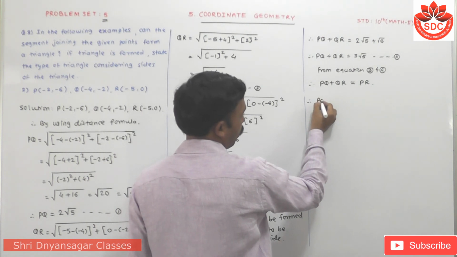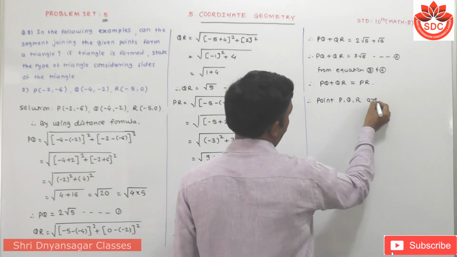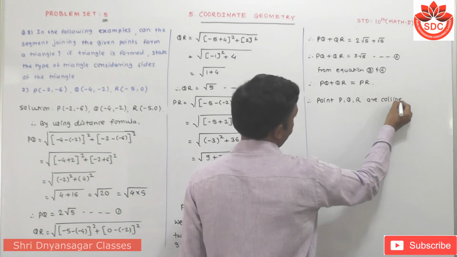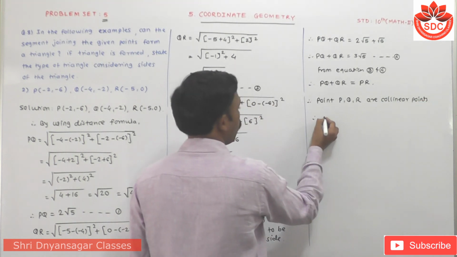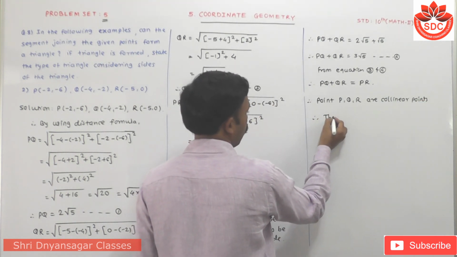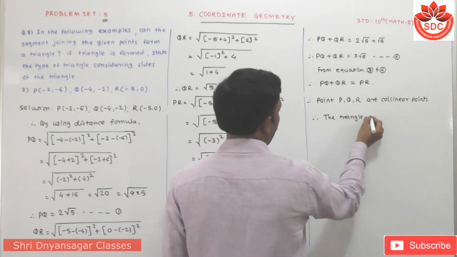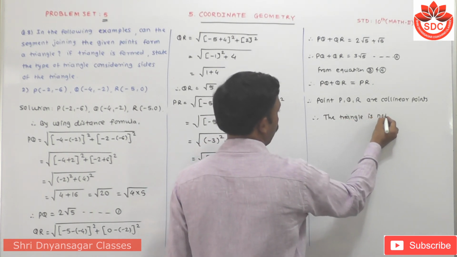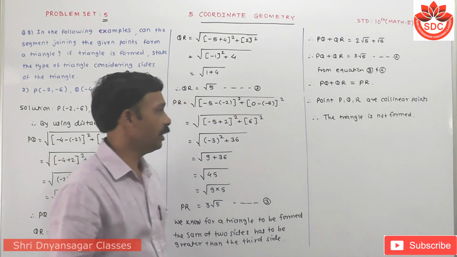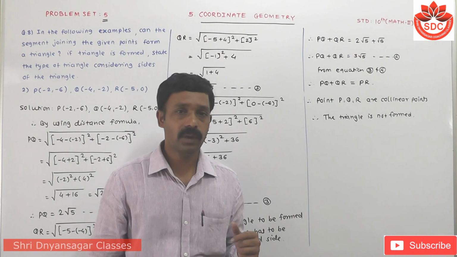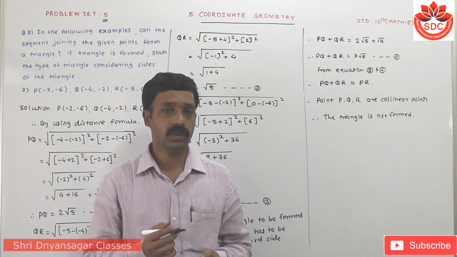Therefore, the points P, Q, R are collinear. Therefore, the triangle is not formed. Can you understand here? Now, if these points are collinear, therefore the triangle is not formed. Then its type is also not defined.